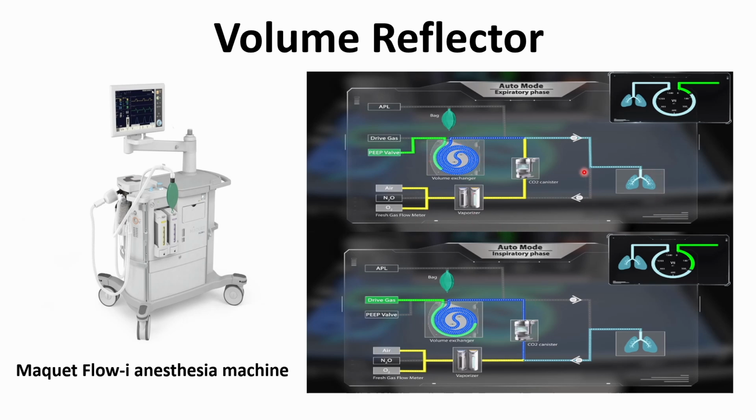During inspiration for this device, the drive gas applies pressure, pushing the gas directly towards the patient's lungs, mixing it with the vaporizer agent and oxygen. This is named the volume reflector, depending on the volume exchange tubes at this site. You should know just the mechanism for the oral exam.